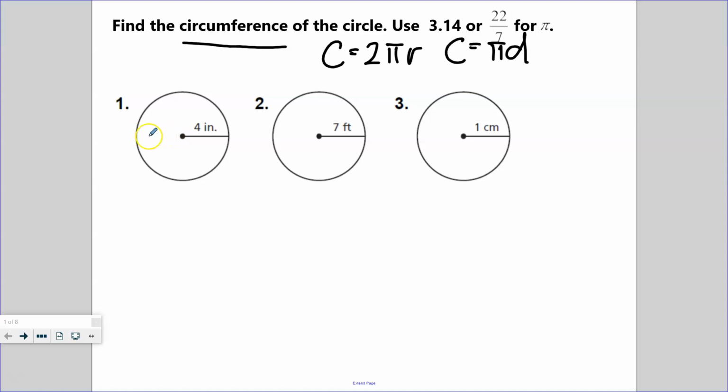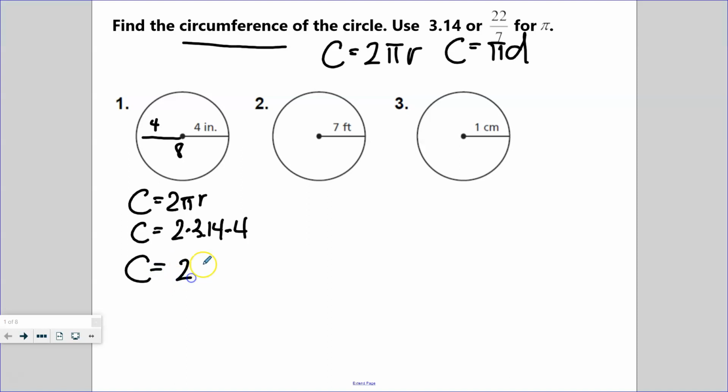Now, if we wanted to use the diameter one, well, we would just say this is 4, and all the way across would be 8. So if you like the pi times diameter, just double your radius to make the diameter there. All right, so circumference equals 2 pi r. Circumference equals 2 times 3.14 times 4. And just doing it in my head, I see that 2 times 4 is 8, so 8 times 3.14. Less numbers punched in my calculator, less chance for error. So 25 and 12/100ths inches.